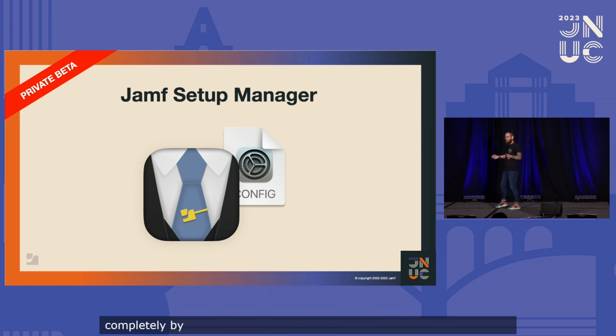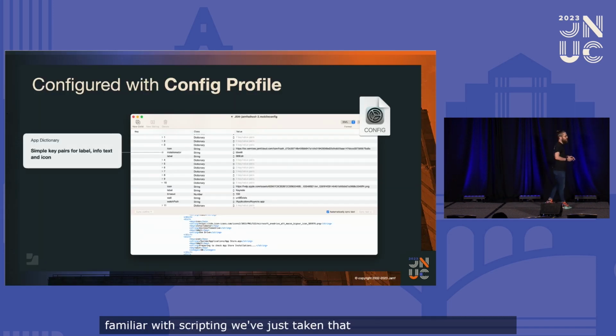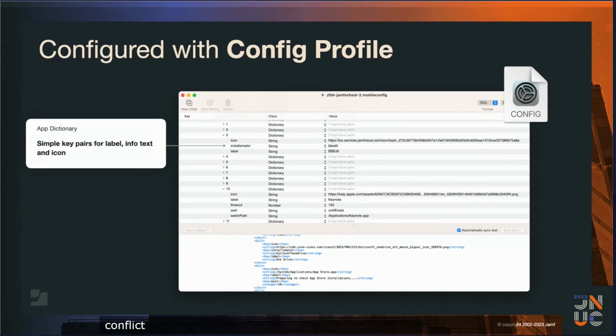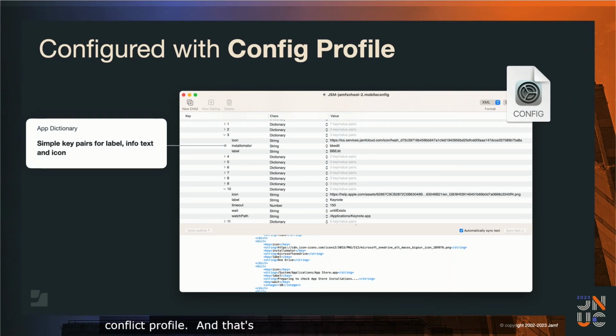So if you're not familiar with scripting, we've just taken that away. Simply done by a config profile. And that's great on a few different levels. First of all, because you don't get to see any of the code for it to do the thing, because that's in the package, I simply can't break the deployment by accidentally deleting a line or a character like I could in a script, because I don't see any of that logic.